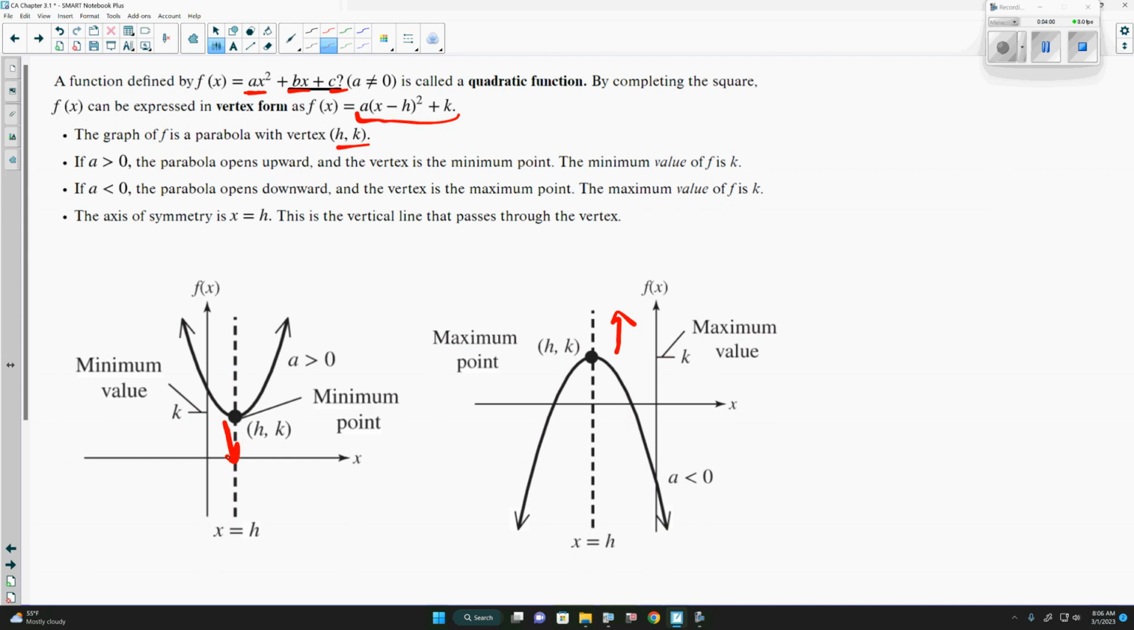If a is greater than 0, it opens upwards. Therefore, it has a minimum. If a is less than 0, it opens downward. It has a maximum. And the axis of symmetry is x is equal to h, or the vertical line passing through the vertex.